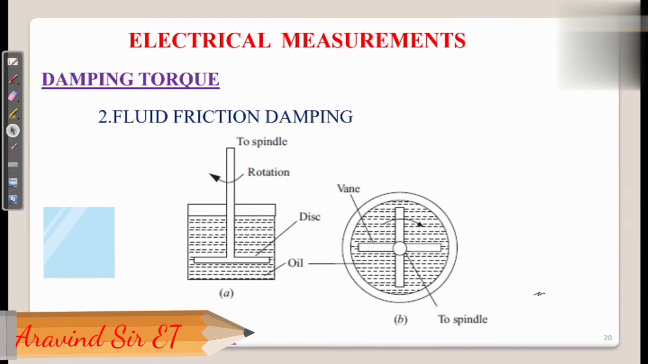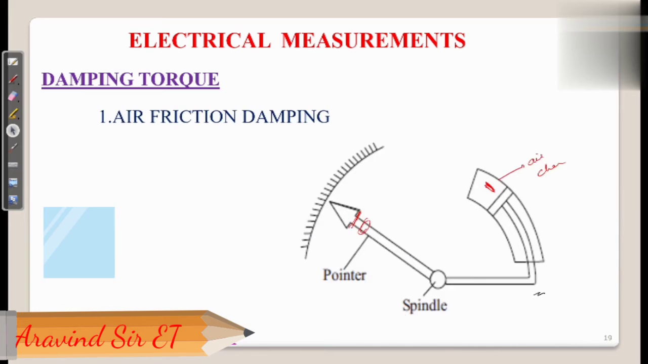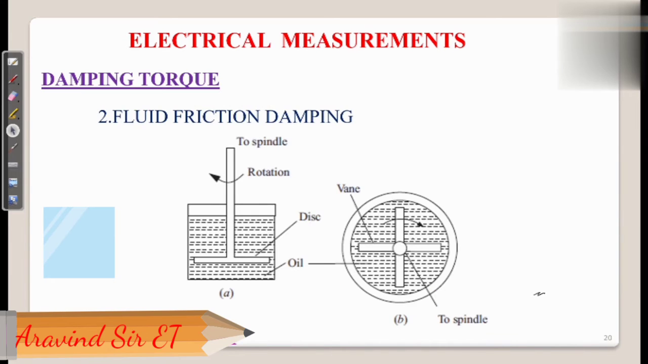Similarly, fluid friction damping. So instead of air, here we are using fluid, with the same mechanism. When the pointer oscillates, those oscillations are suppressed by the fluid of the particular instrument. In that way we achieve the damping torque in fluid friction damping.